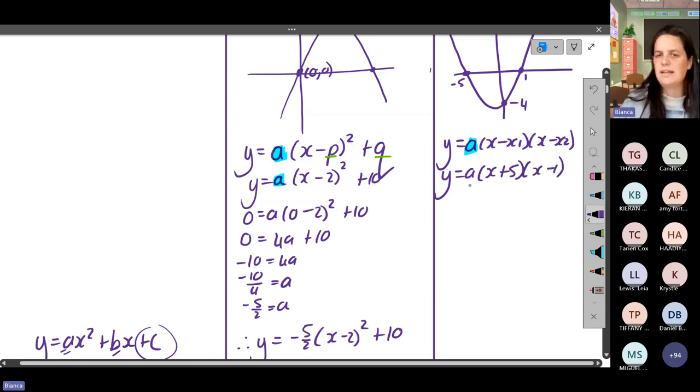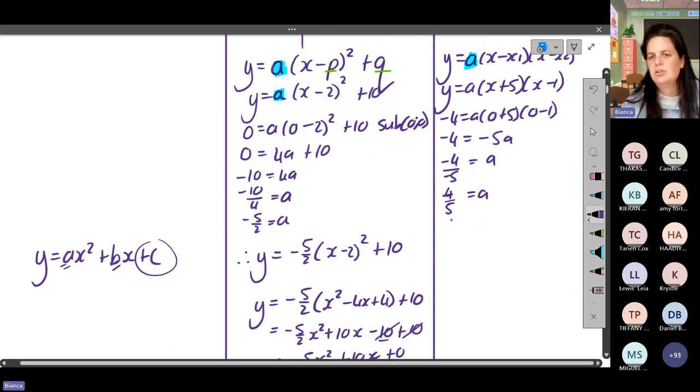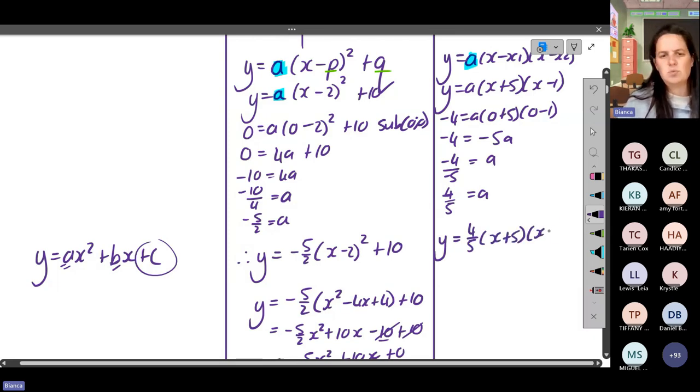You're not done. You still need to find A, so you sub in a different point, exactly like we did here. We subbed in 0 and 0 here. In this question, I'm going to sub in 0 and minus 4. Okay, I'm going to simplify, and then I'm going to solve for A. Minus 4 divided by minus 5 just becomes 4 over 5. And that makes sense because you can see it's a happy graph. It's concave up. So now your formula looks like this. Y equals 4 over 5, x plus 5, x minus 1.